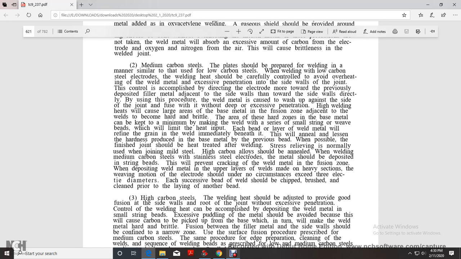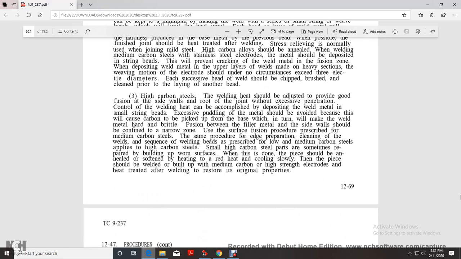In welding medium carbon steel with stainless steel electrodes, the metal should be deposited with stringer beads. This will prevent cracking of the welded metal in the fusion zone. In depositing the upper layers of welds made on heavy sections, a weaving motion may be used. Electrodes should under no circumstance be weaved more than 3 electrode diameters. Each successive bead of the weld should be chipped and cleaned with a brush prior to laying another bead.